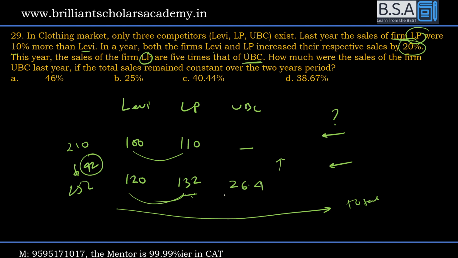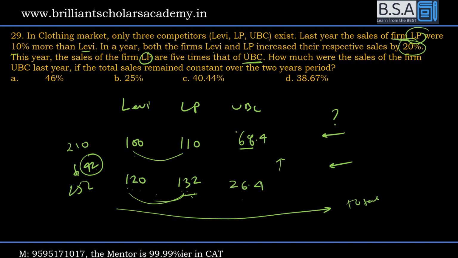You can add all three numbers and subtract the other two, or apply common sense. This is 252, this is 210, the gap is 42. How did they gain 42? By stealing from UBC. Can I say if I add 42 it becomes 68.4?